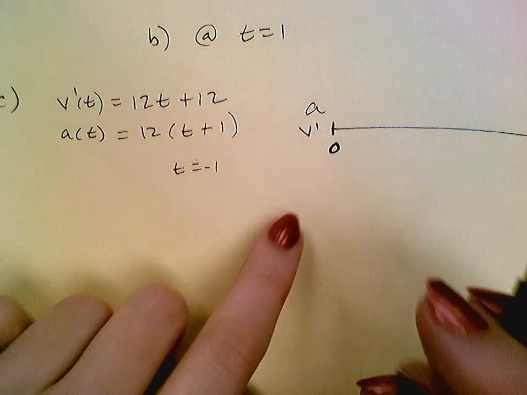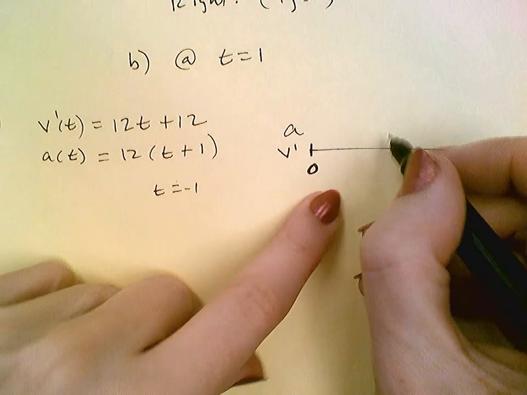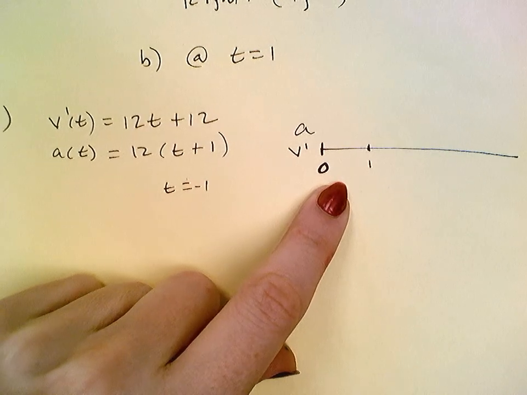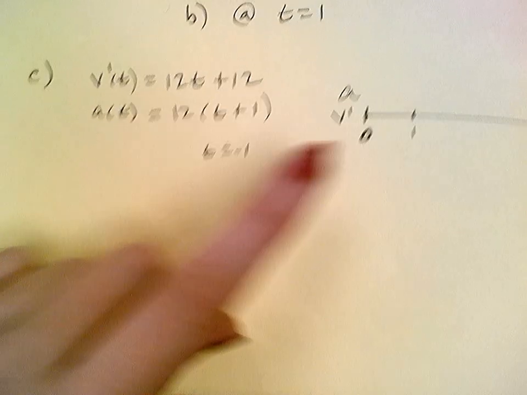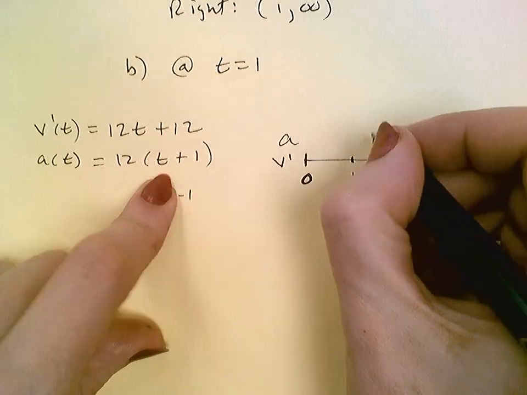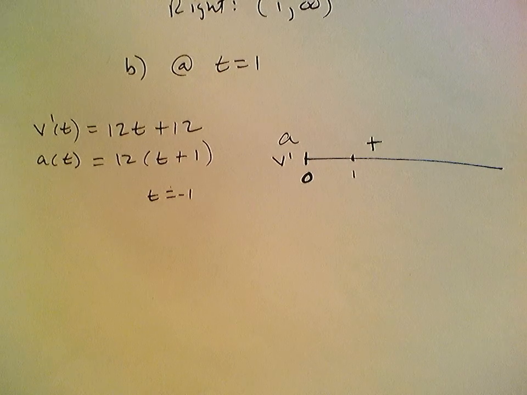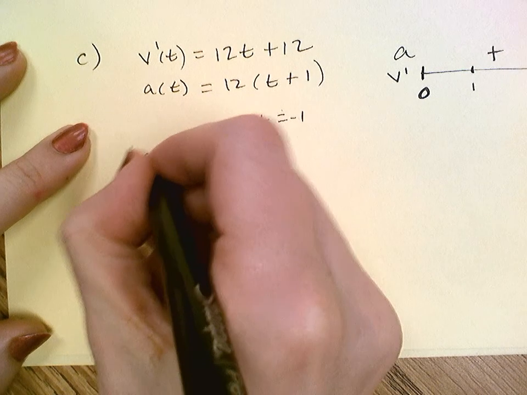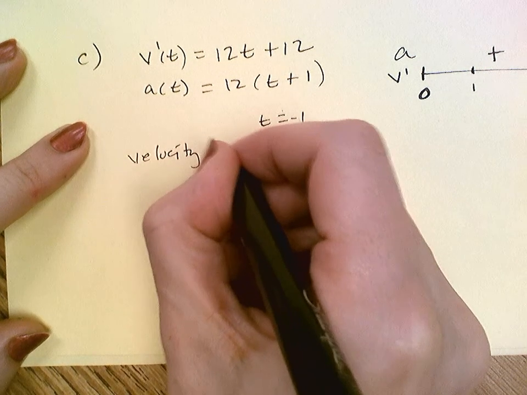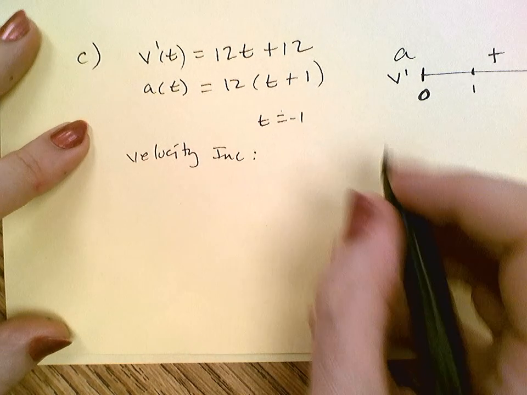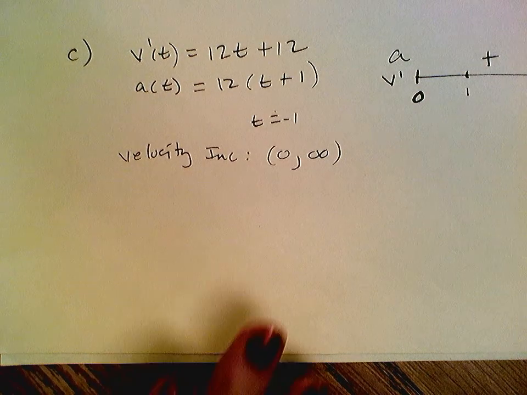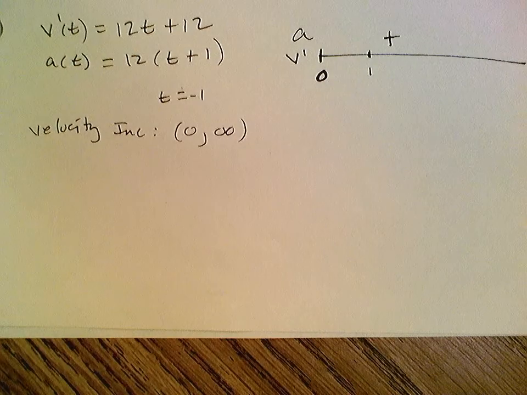So velocity is going to be always increasing or decreasing. So let's test a point, any point over here, like 1, for example. Plug it in here and you get a positive number. Okay, so for the answer to part C, velocity is increasing from 0 to infinity.